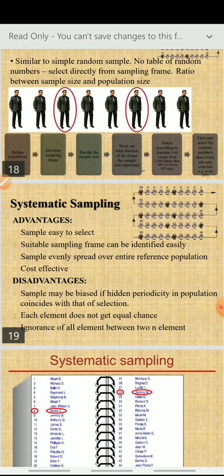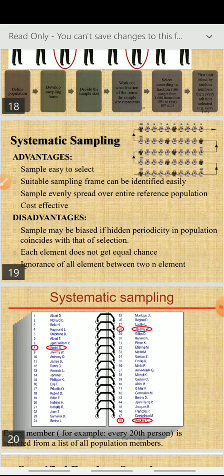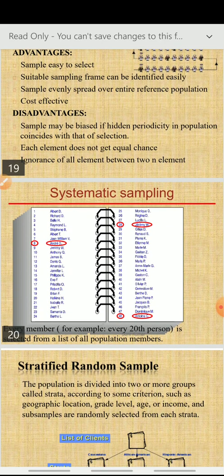Disadvantages: it may be biased because there may be a hidden periodicity in the population that coincides with that of selection. Each element does not get an equal chance. We are saying it, but it is not actually done in reality. Ignorance of all elements between two elements.